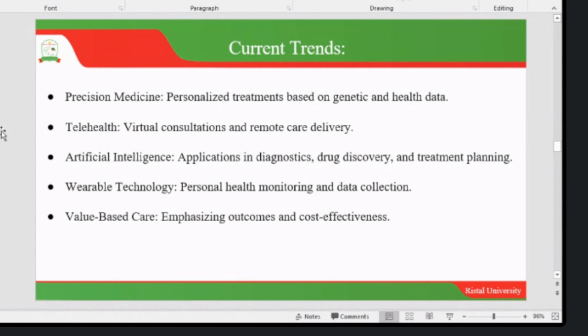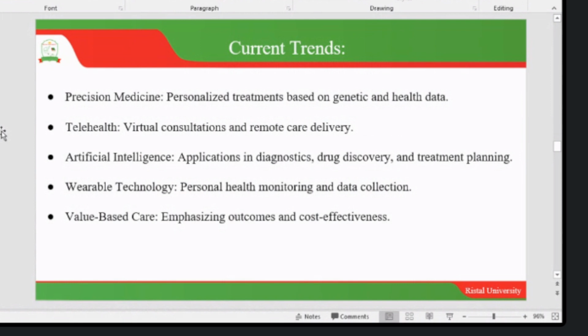It meets their needs very well. Then we have telehealth as another current trend, where we engage in virtual consultations and remote care delivery, so that patients do not have to travel long distances to these healthcare facilities, but they can get these virtual consultations online. We have artificial intelligence that reduces chances of human error and is applied in diagnostics, drug discovery, and treatment planning.